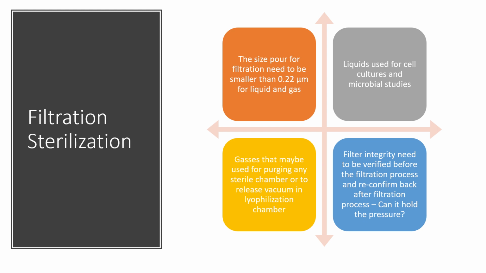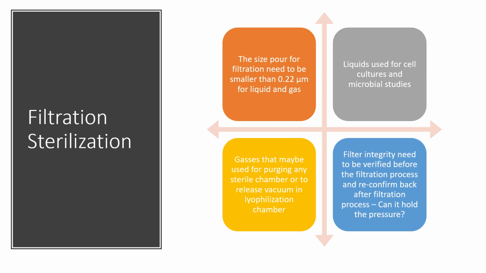Now let's explore the process of filtration sterilization, a vital technique employed in various industries, particularly in pharmaceuticals and biotechnology. Filtration sterilization involves passing liquids or gases through filters with pores smaller than 0.22 micrometers. These filters act as barriers, trapping and removing microorganisms, ensuring that the final product is free from contamination. Primarily used for liquids utilized in cell cultures and microbial studies, filtration sterilization offers a reliable method for maintaining the purity of these critical materials. By removing bacteria, viruses, and other contaminants, it helps to safeguard the integrity of experiments and production processes.